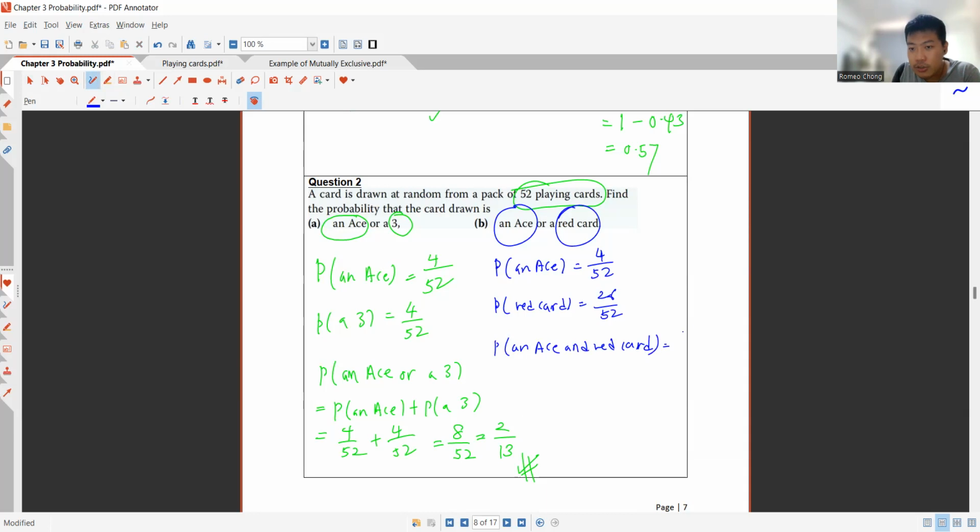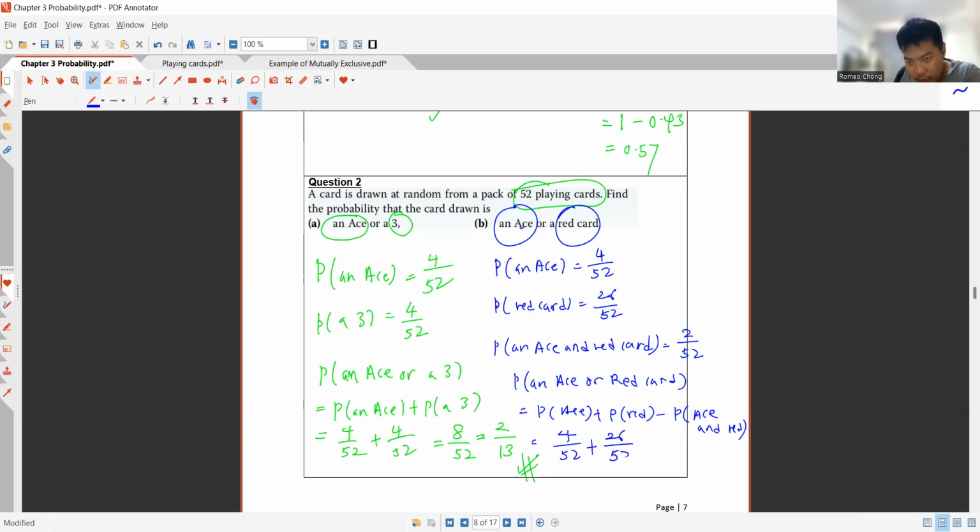So just now I already told you there are 2 of them. So it's 2 over 52. So in this case, when I want to find a probability of an ace or a red card, it will be the probability of the ace plus the probability of red card minus the probability of ace and red at the same time. So what is your P(ace)? It is 4 over 52. How many red cards are there? 26. So 26 over 52. And then minus, there are 2 in common.